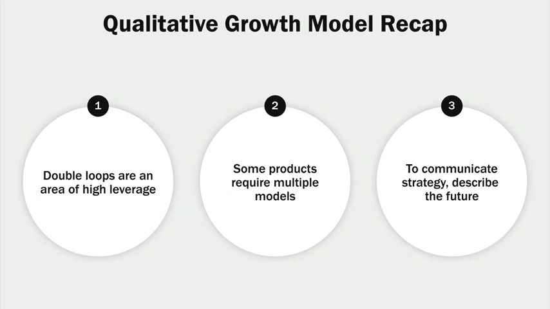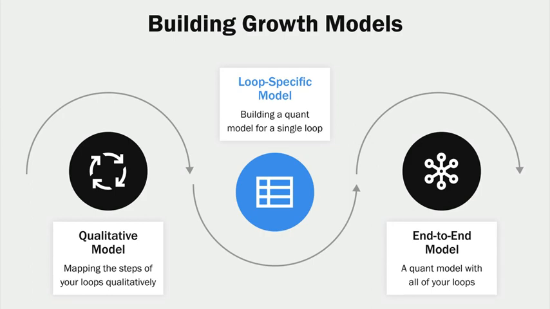Create a qualitative growth model that has both how you grow today, but also highlights how you grow in the future. In the next section, we're going to take this qualitative growth model and identify specific loops within the qualitative growth model that we want to build the quantitative representation for.